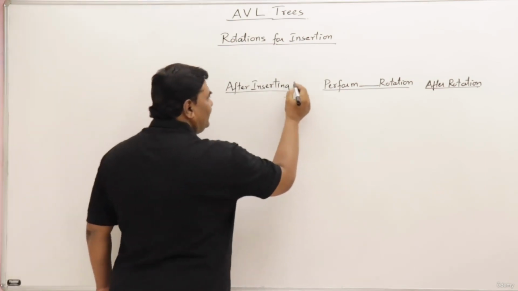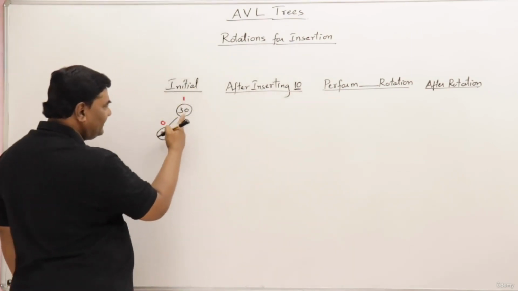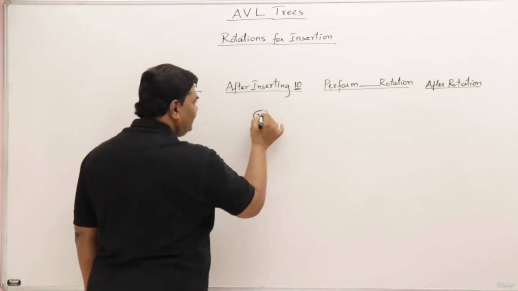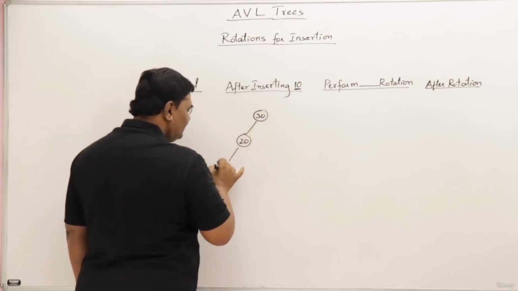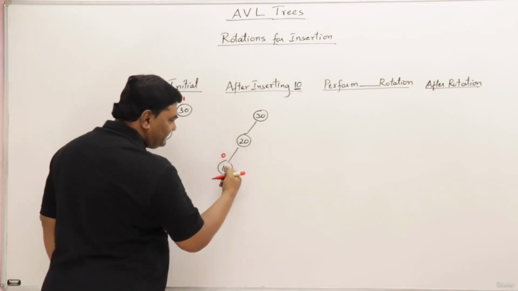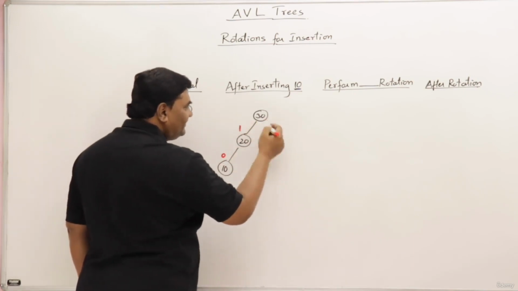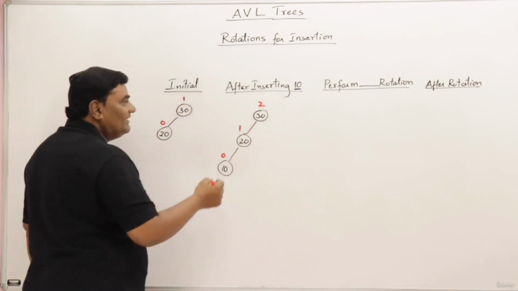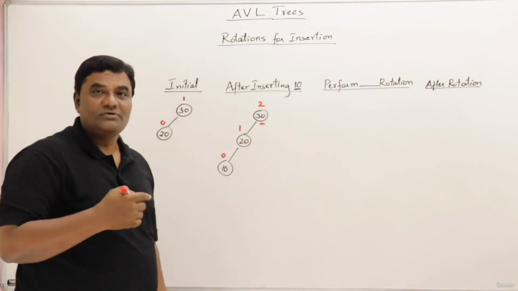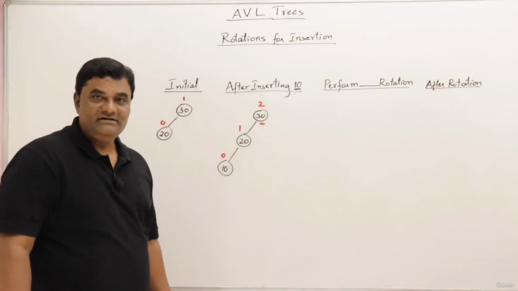Then I want to insert a value 10. After inserting 10, where will 10 come? 10 is less than 30, less than 20. So it will come on this side. So 30, 20 and 10. What are the balance factors? This is 0. This is 1 minus 0, so 1. This is 2 minus 0 on this side, so this is 2. So this node became imbalanced. The balance factors should not be more than 1, but the balance factor is 2. So this node became imbalanced.